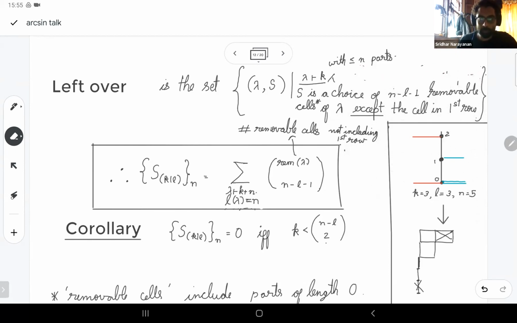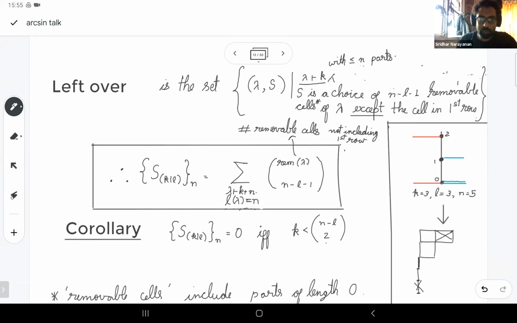All partitions of k with at most n parts, because each line is a part of the partition, right? In this interpretation, each line is a part of the partition, and we have a total of n lines. So some of them could be 0. So the number of parts of the partition is at most n. So we're looking at all partitions of k with less than or equal to n parts, and we must then choose where all of the red lines are, right?